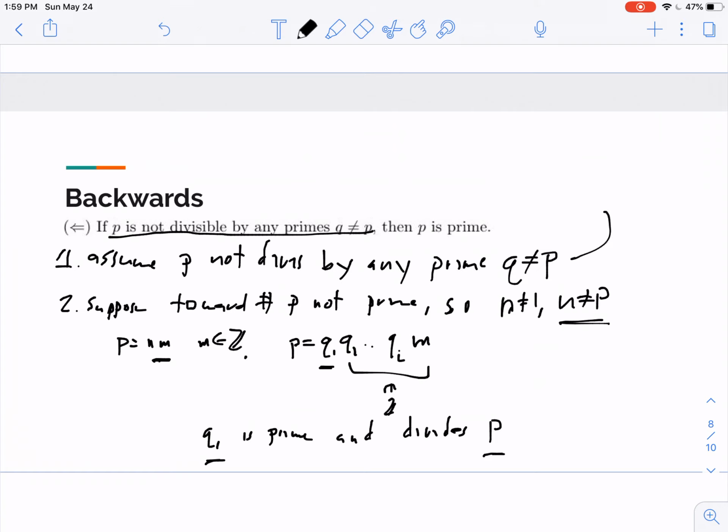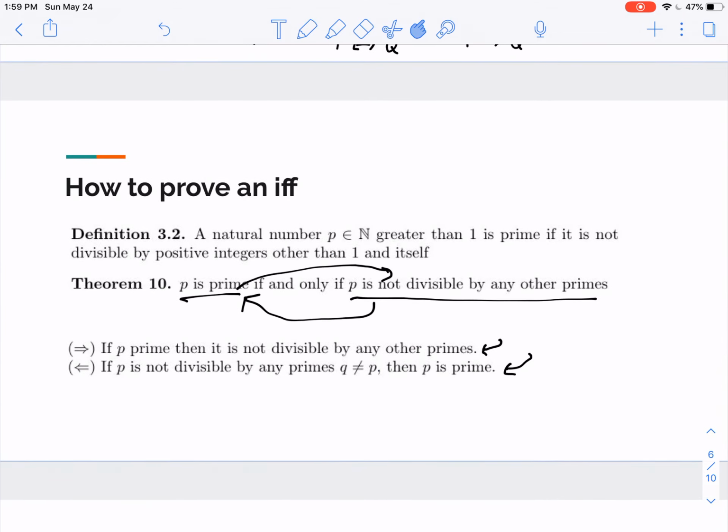And that's a contradiction with our first assumption. Thus, when we assumed P was not prime, that fact must be false. So P must be prime. And that completes the proof of the backwards direction. So again, whenever you have an if and only if statement, you should break it down into each component direction, and you can use different proof techniques to prove either one.